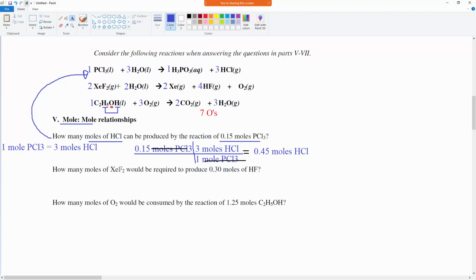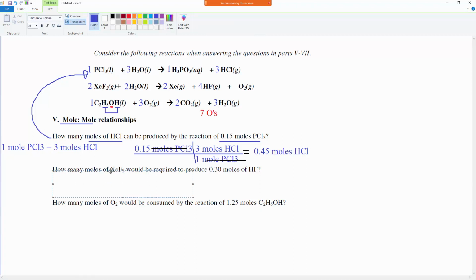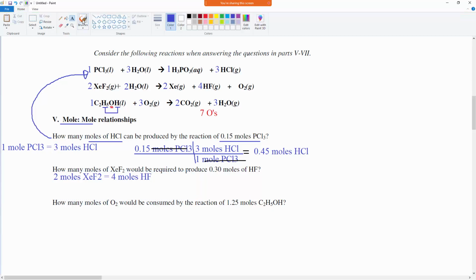How many moles of xenon difluoride would be required to produce 0.3 moles of HF? So the conversion factor we're going to need here is looking at the relationship between xenon difluoride and HF. What's that relationship here? Yeah, it's 2 to 4. 2 moles XeF2 is equal to 4 moles of HF. All right, and we're looking for the XeF2.